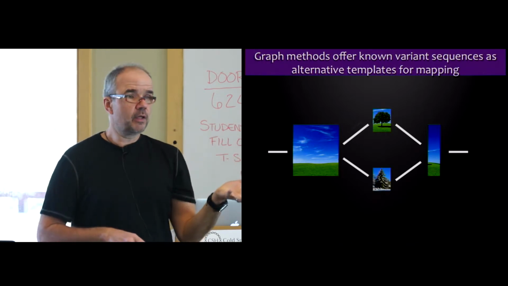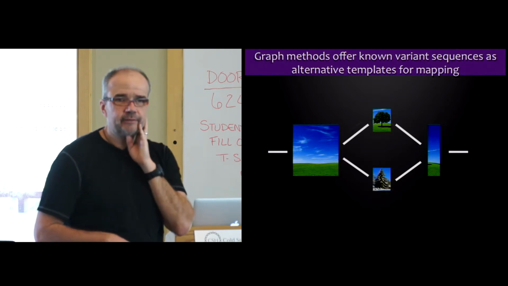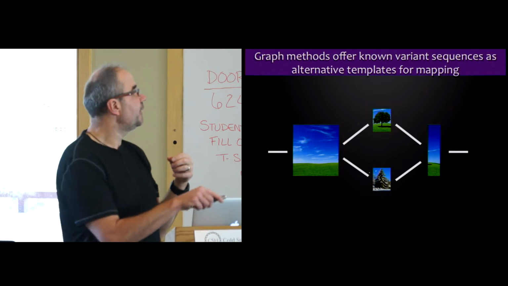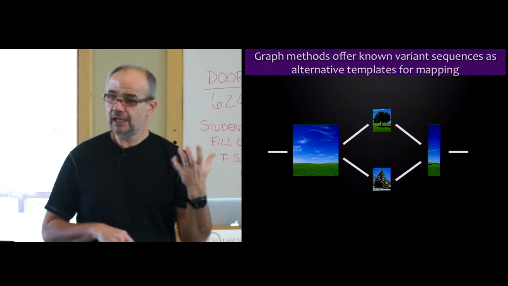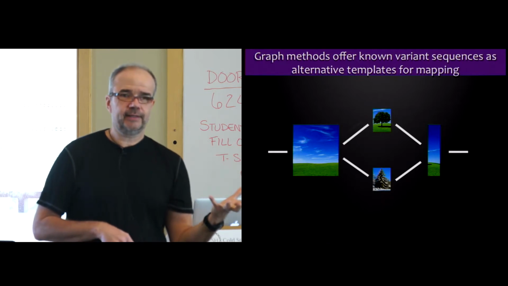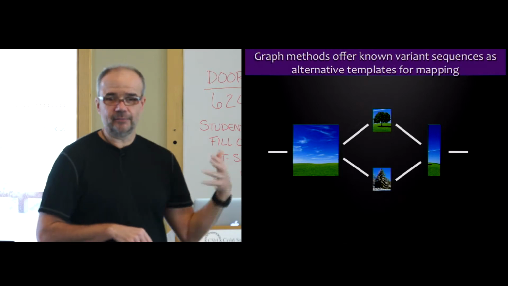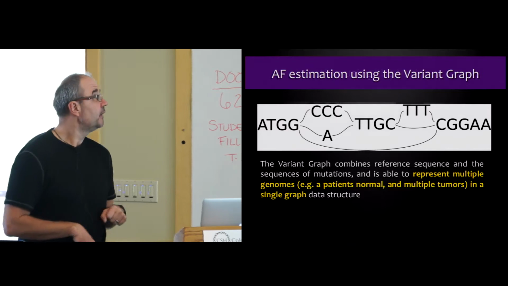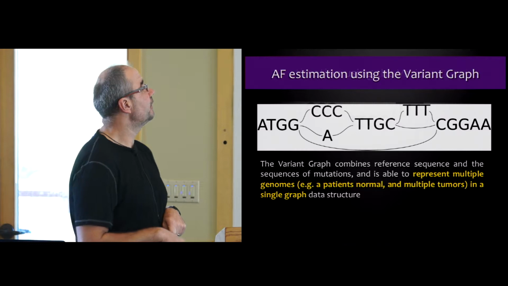Okay, so I brought up GRC38 because the new reference actually attempts to do this. They provide you with sequences that represent these conifers, and other sequences that replace the larch or whatever this is in some parts of the genome. Okay, but this can be taken to an extreme, really. And our version of this is what we call the variant graph.